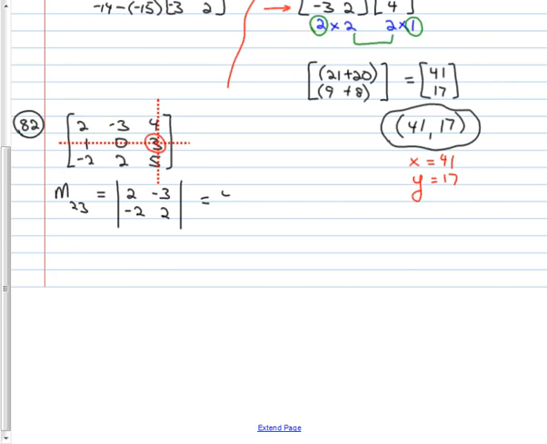2 times 2 is 4, minus -2 times -3 is 6. The answer is -2. So the minor sub 23 is -2.